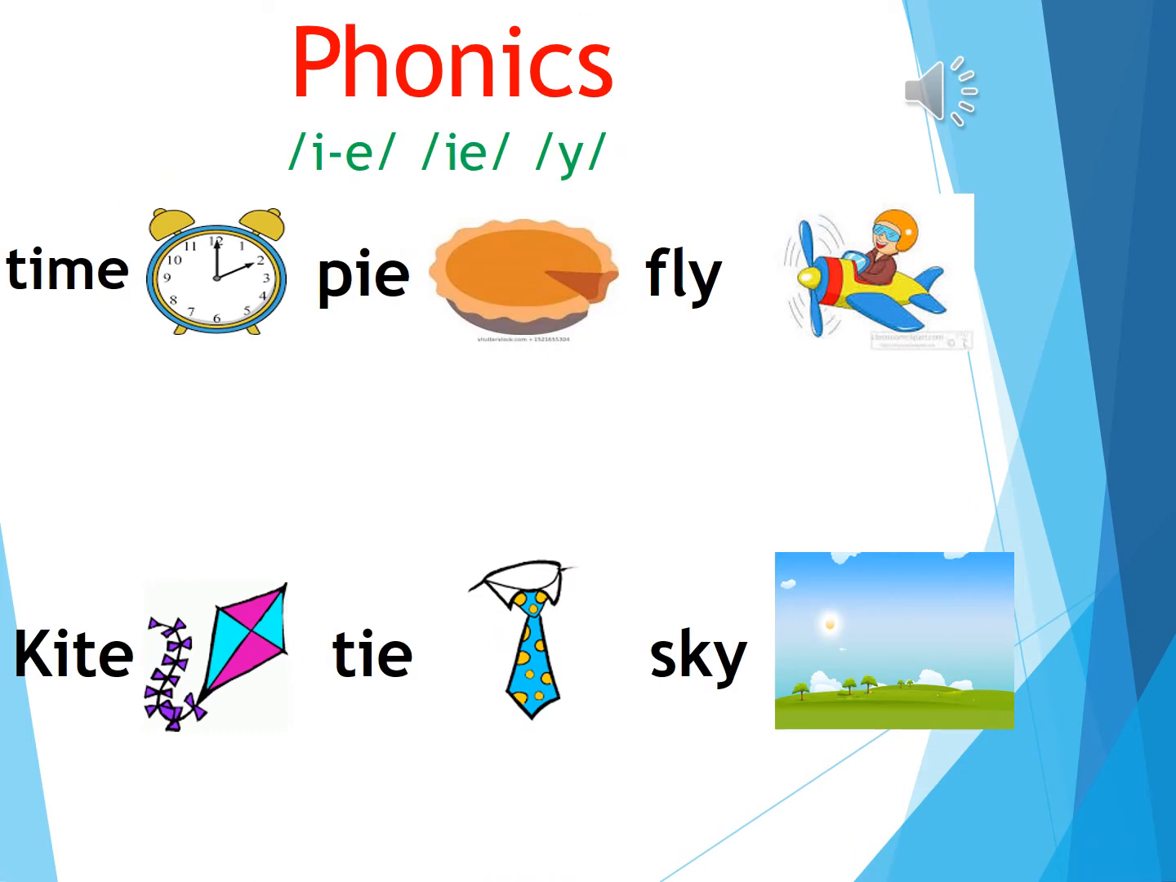Now it's the phonics time. Let's learn how to pronounce these letters. I, consonant E. How to pronounce I, consonant E? Like time, time. Kite, kite. And how to pronounce IE? Pie, pie. Tie, tie. And how to pronounce Y? Like fly, fly. Sky, sky.